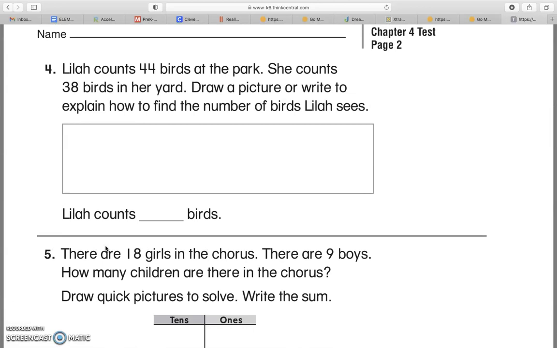Number 4, Lila counts 44 birds at the park. She counts 38 birds in her yard. Draw a picture or write to explain how to find the number of birds that Lila sees. So this box here is meant for a picture or a number sentence to tell me how many birds Lila sees, and then Lila counts blank birds.